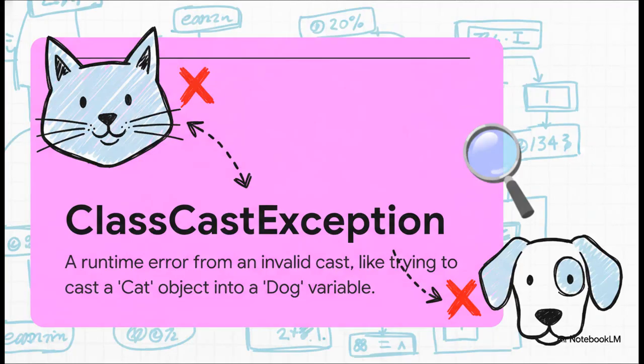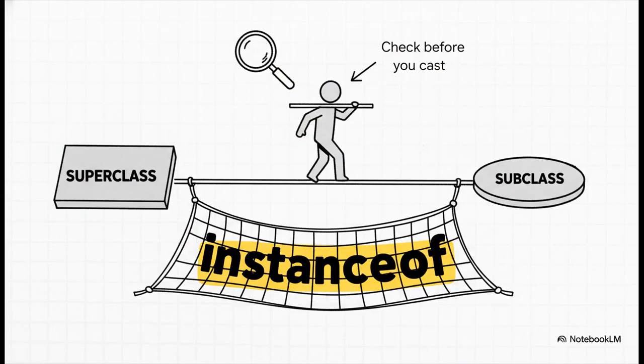So what triggers it? It happens when you lie to the compiler. Let's say you have an object that is, in reality, a cat, but you're storing it in a general animal variable. If you then try to downcast it and say (Dog) myAnimal, Java's going to throw this exception at runtime. You just can't force a cat to be a dog. They're just not compatible. So how do we stop this disaster from happening? How do we downcast safely?